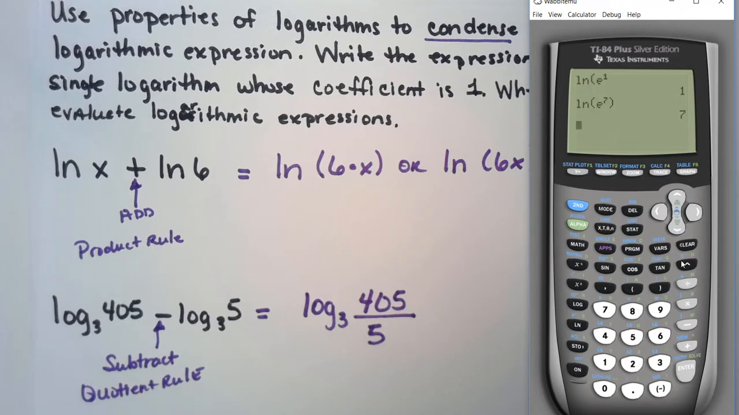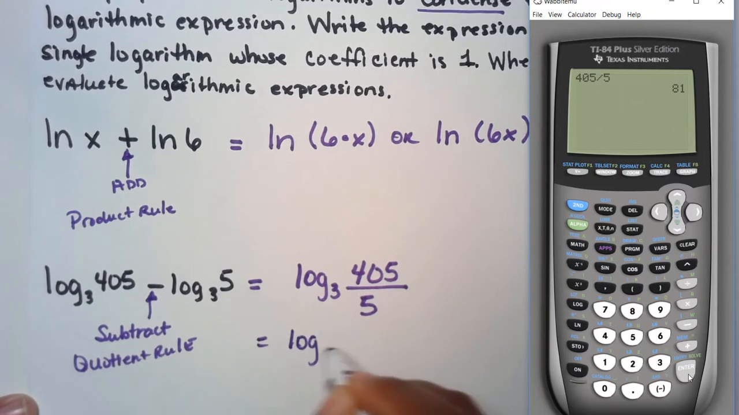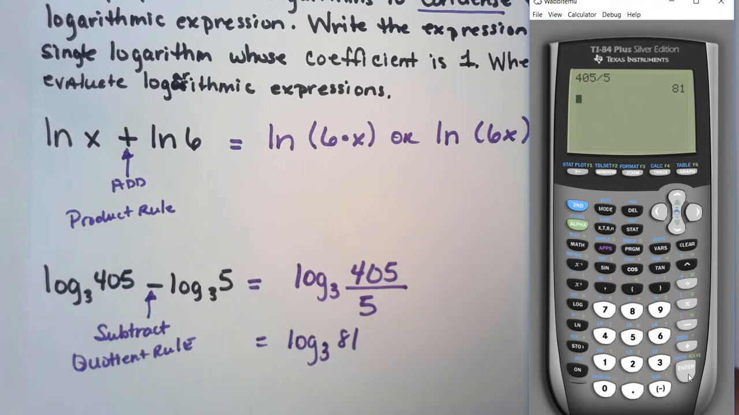Okay, so we have here, let's clear this screen here, 405 divided by 5. That gives us 81. So we have log base 3 of 81. Now let's take this expression here, log base 3 of 81. Let's see if this can be simplified even more. So we're going to set log base 3 of 81 equal to x.